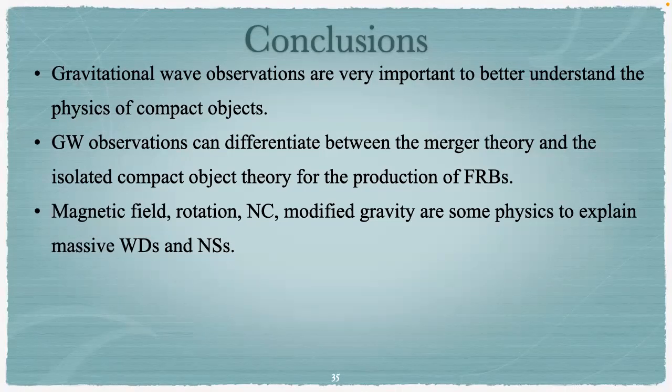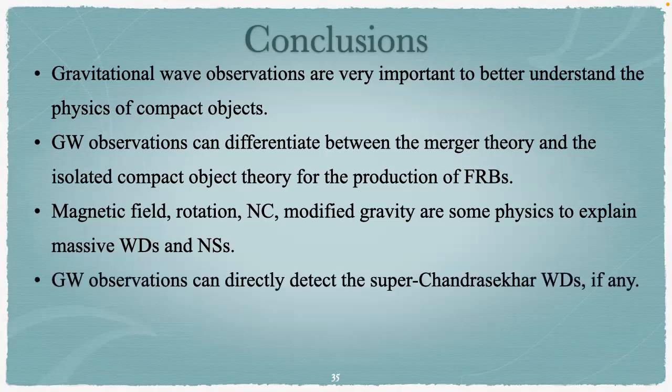There are different gravity theories which can explain the massive white dwarfs and massive neutron stars, and we don't know which theories are correct. Gravitational wave observation in the future can directly detect, if it can provide some information about these theories, or about which of the theories of FRBs are correct.